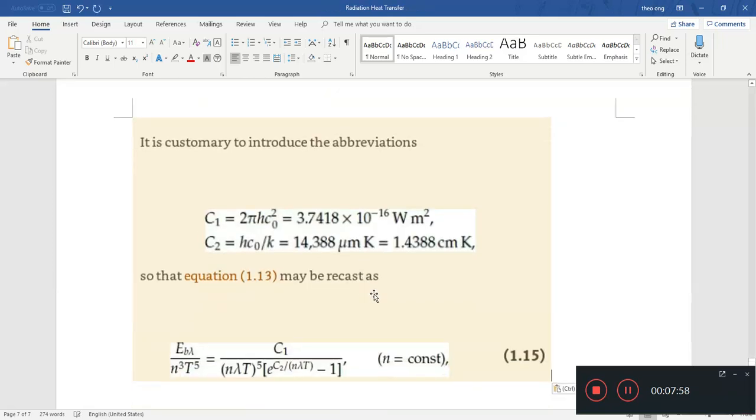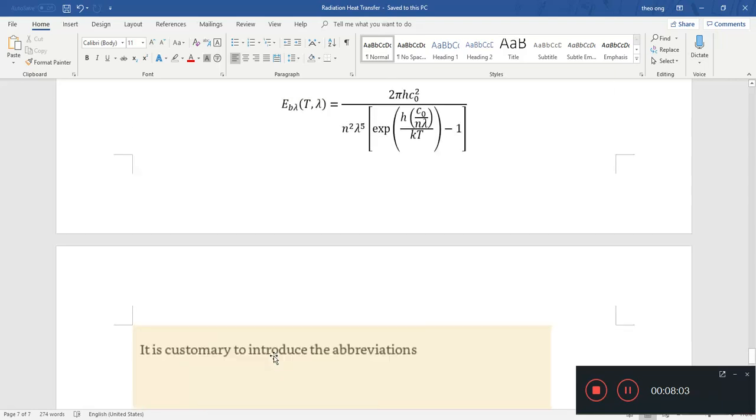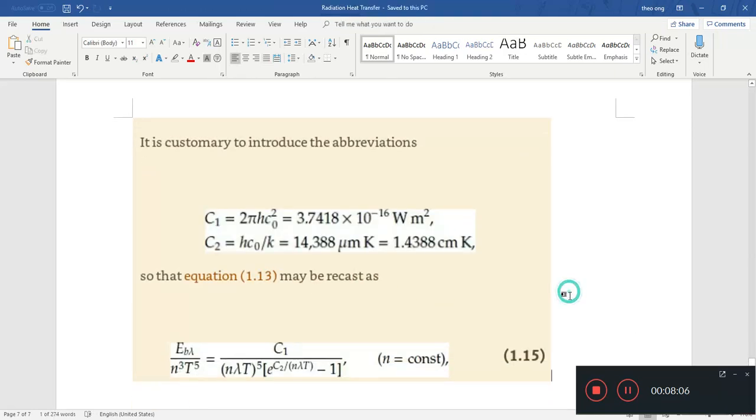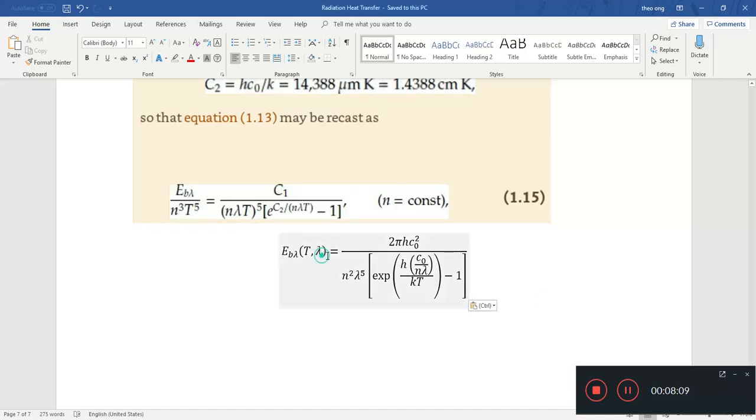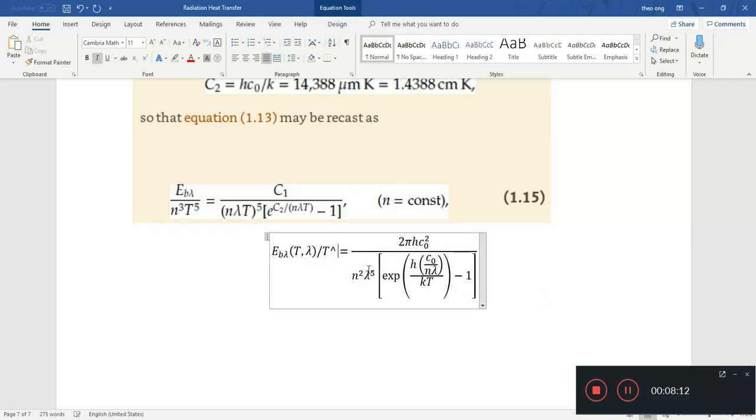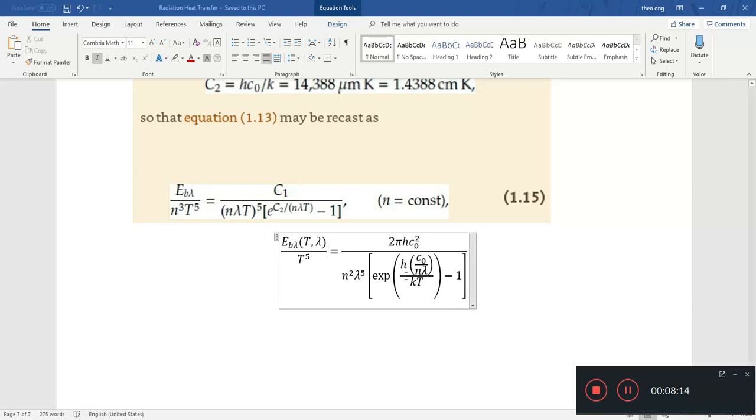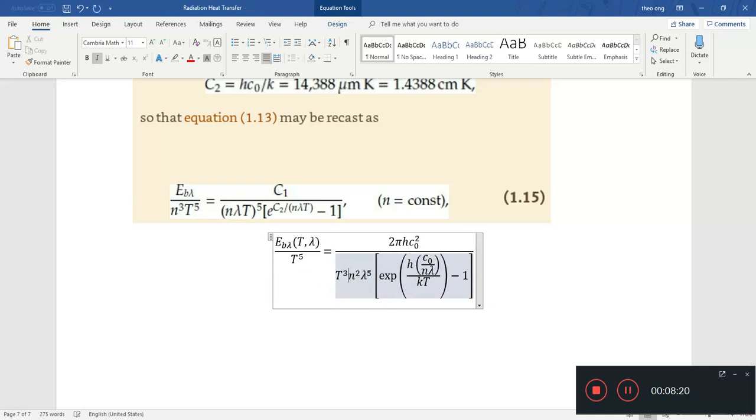Now what they do is divide both sides by T to the 5. And then we divide both sides by n cubed. Why are we doing this? Okay, so we're going to put n cubed here, so I'm going to change this.